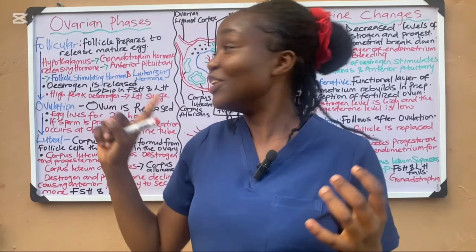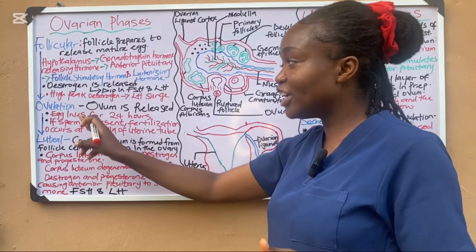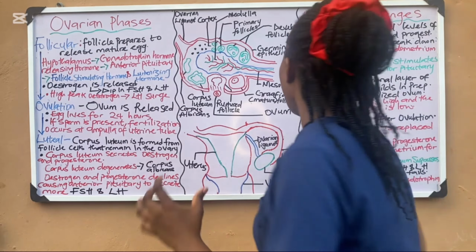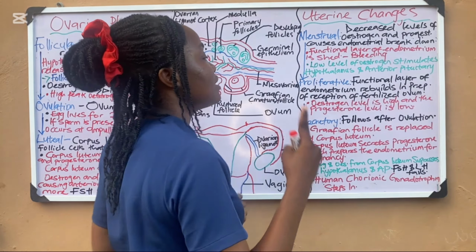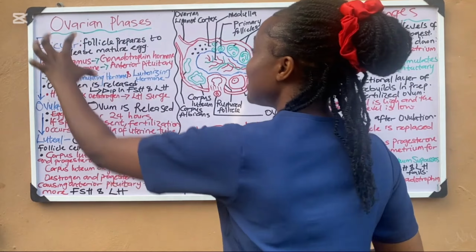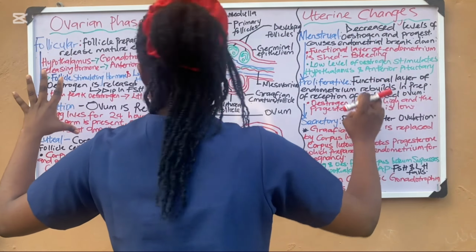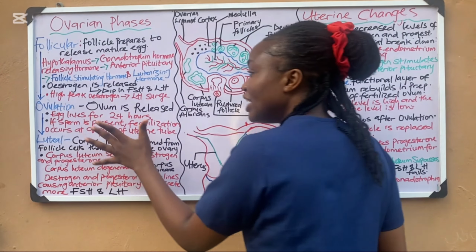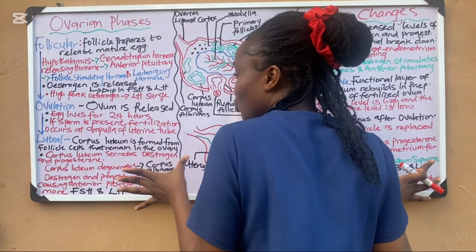Firstly, we said the ovarian phases have three stages: the follicular stage, the ovulation stage, and the luteal stage. And the uterine changes also have three phases: the menstrual phase, the proliferative phase, and the secretory phase. Just like I discussed, the follicular phase works hand in hand with the menstrual and the proliferative phase. In the same way, ovulation happens, and finally, the secretory phase works hand in hand with the luteal phase.